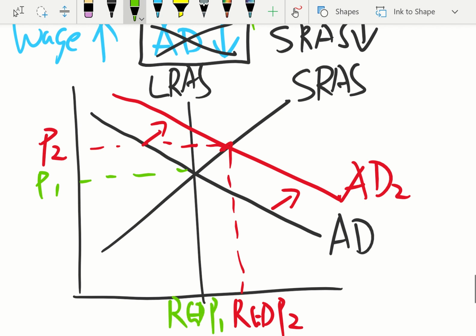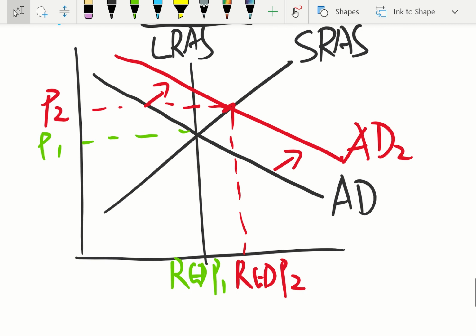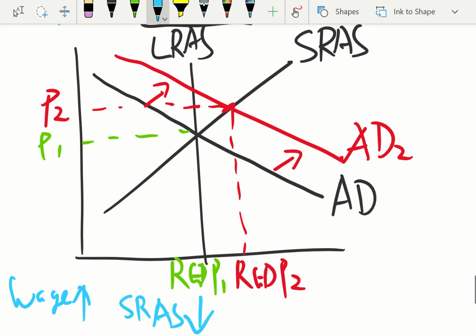All right, so we said once wages become more flexible, so wages increase, this will decrease our short run aggregate supply curve, because it's more expensive on the company side to produce stuff, so companies produce less of the stuff. So the aggregate supply curve will be shifting to the left. This is your short run aggregate supply curve 2.